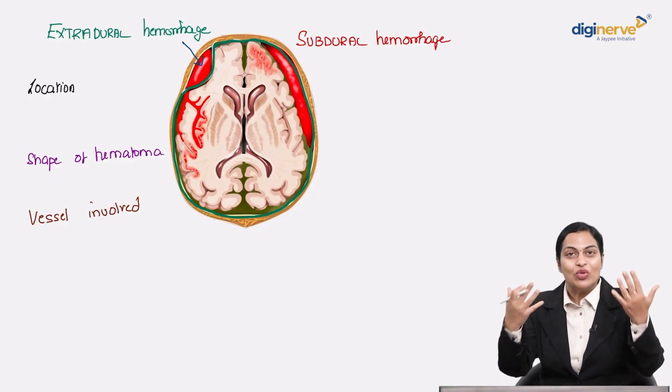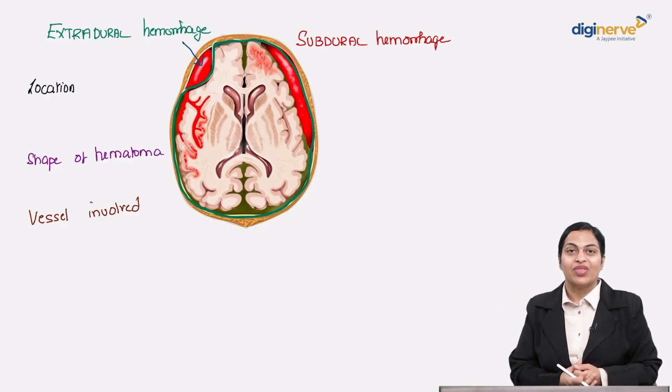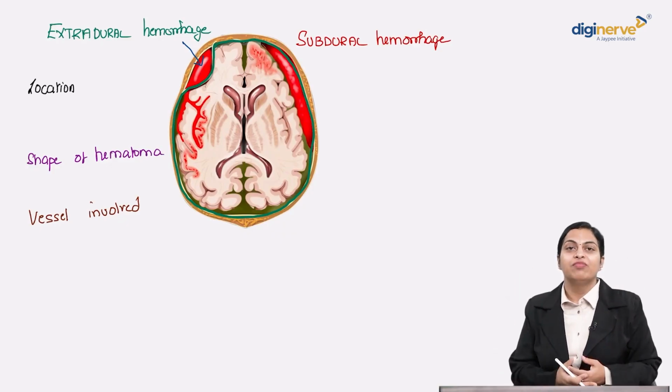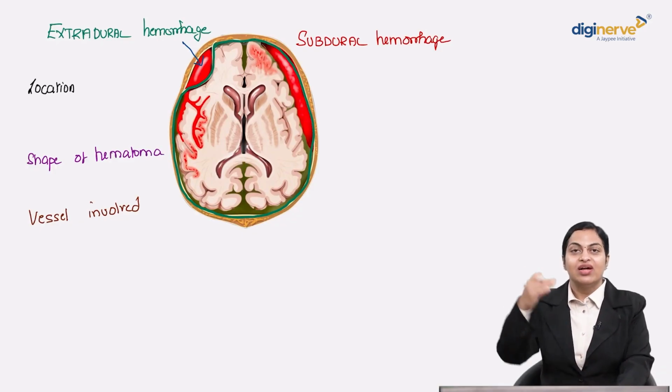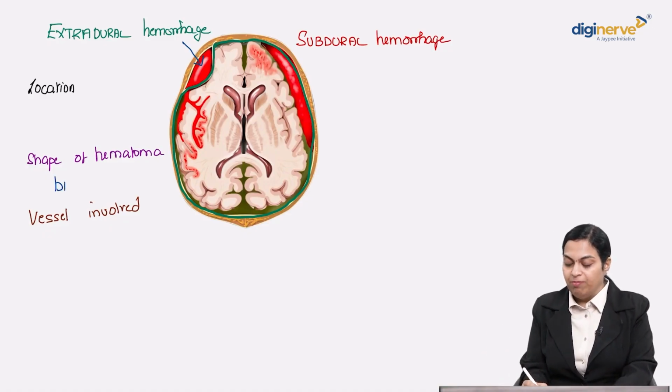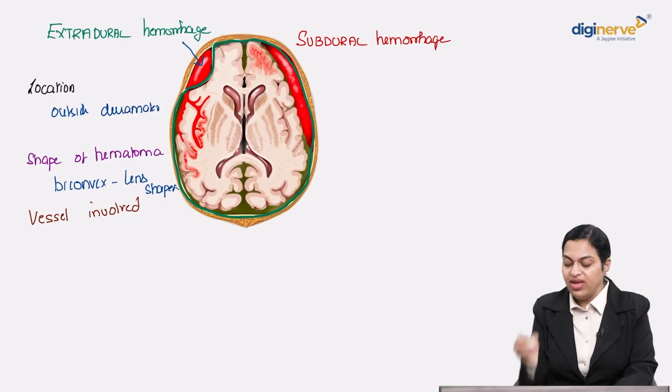There is no epidural space in the cranial cavity. We have epidural space outside the dura mater only in the vertebral canal. Remember? Okay. So what has happened here? The collection of the blood has stripped the dura from the inner surface of the skull. And what is the shape of the hematoma here? It is biconvex lens shaped, right? The location is, it lies outside the dura mater, right?